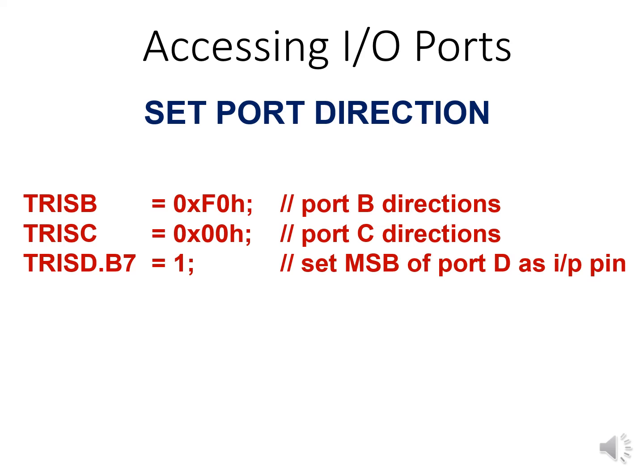In the first statement, the pins on the lower half of port B are set as output pins, and the pins on the upper half are set as input pins. In the second statement, all the pins on port C are set as output pins. In the third statement, pin 7 on port D is set as an input pin.